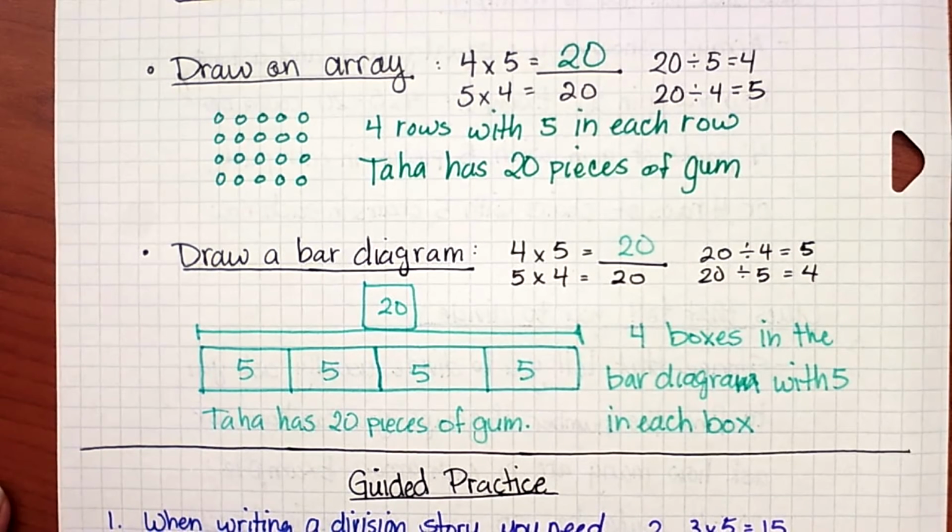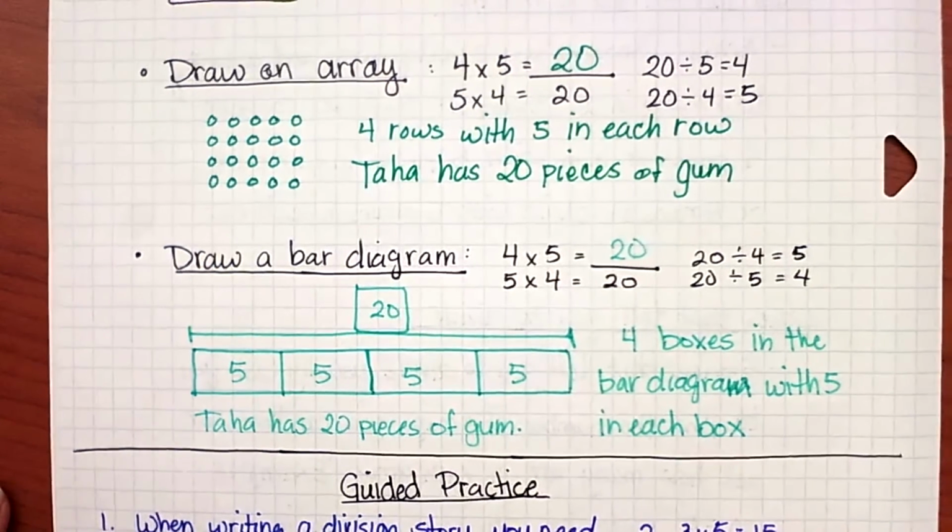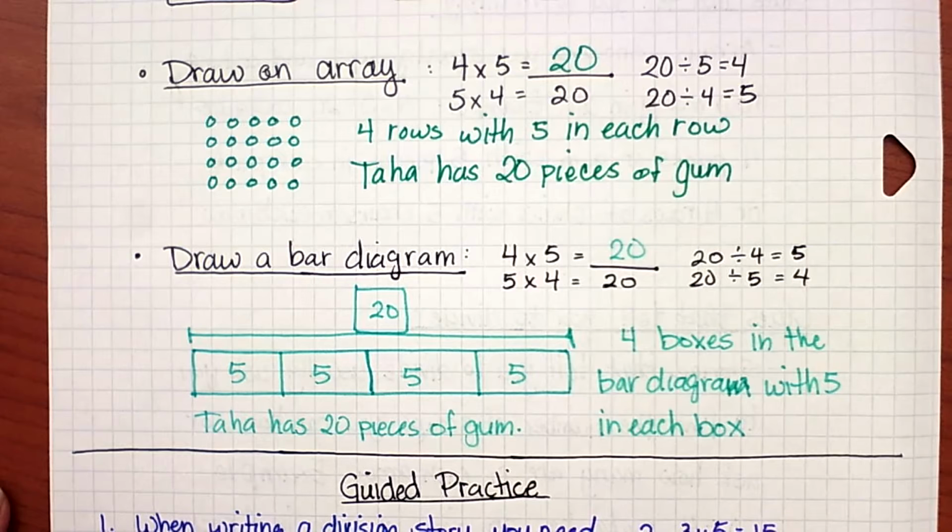Now, for your first guided practice question, it says, when you're writing a division story, what 2 pieces of information do you need to have in order for you to be able to solve? So think about that. If you're dividing, you need to provide at least 2 pieces of information. You need to tell me at least 2 things so that I know how to solve your problem.